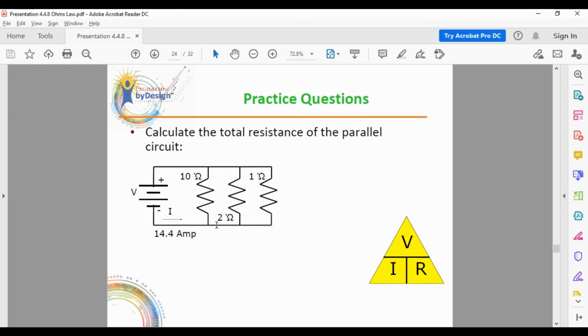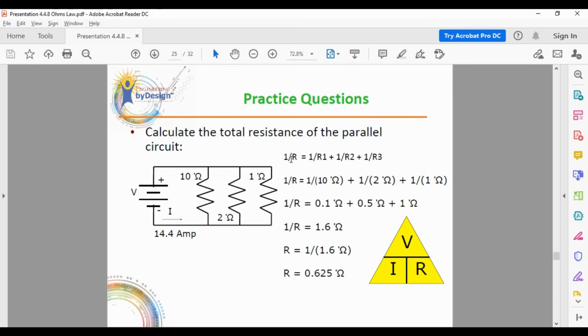So here's a parallel circuit. How do you know that they're parallel? Well, because you can move through any of them; there is choice for where the current can go. We want to calculate the total resistance of this parallel circuit. So you have 14.4 amps, but all I want to know right now is what's the total resistance. So I have a 10 ohm resistor, a 2 ohm resistor, and a 1 ohm resistor. So I want to know what is the total resistance.